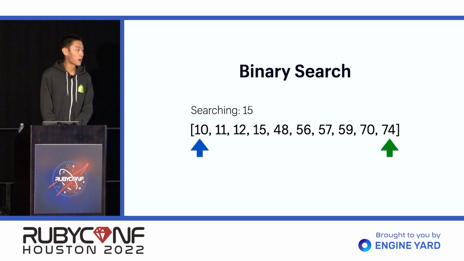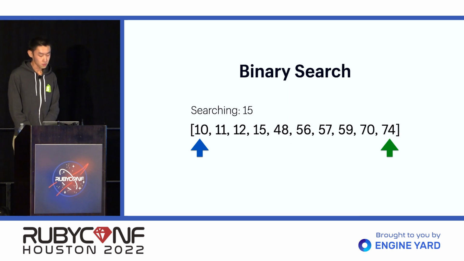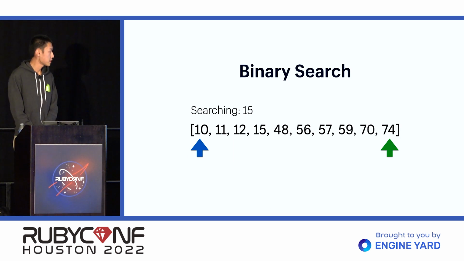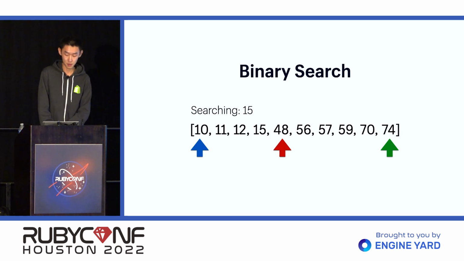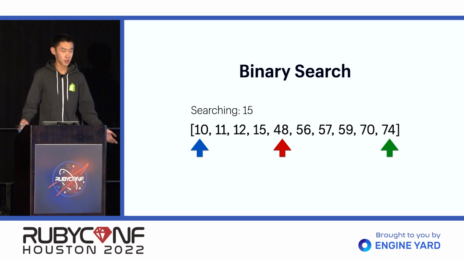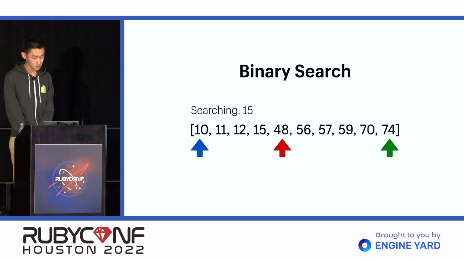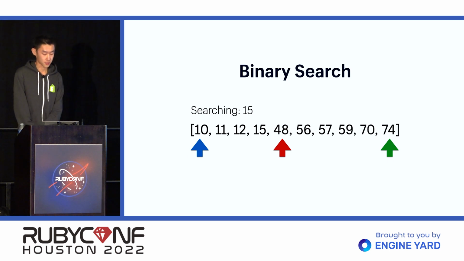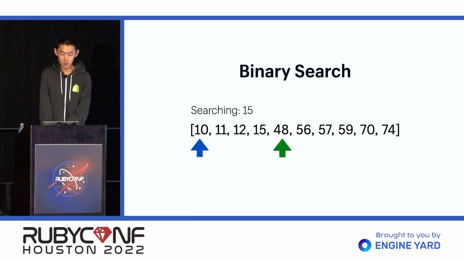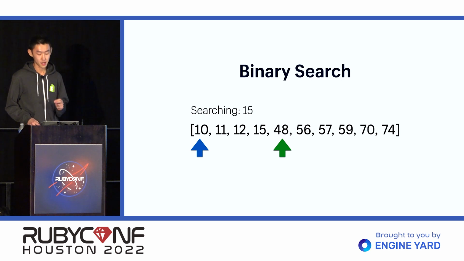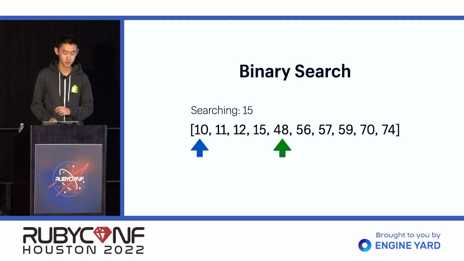The two cursors define the window which we're searching over. Using these two cursors, we'll calculate a third cursor called the mid cursor that points to the element at the midpoint. We compare the value of the element at the midpoint to 15, the number that we're searching for. Since 48 is greater than 15, we move the high cursor to the mid cursor. In a single comparison, we just halved the number of elements we're searching over, because we know that 15 must be in the window between the low and the high cursors.